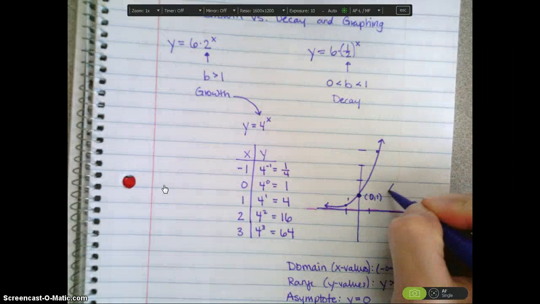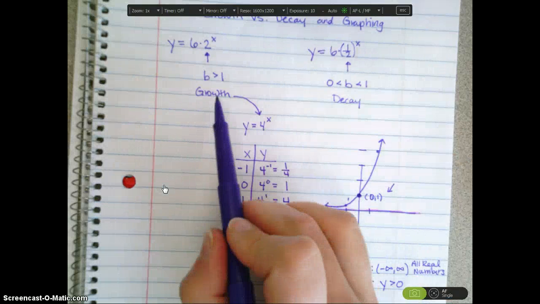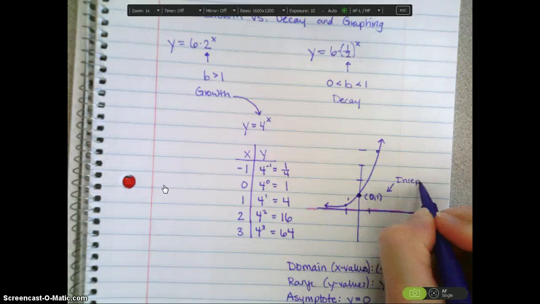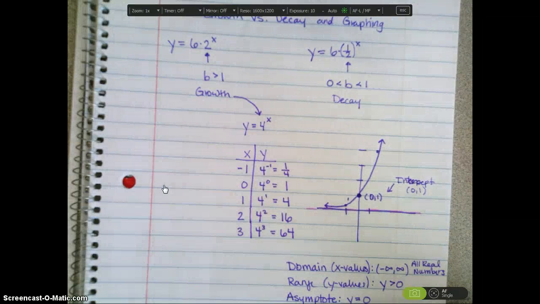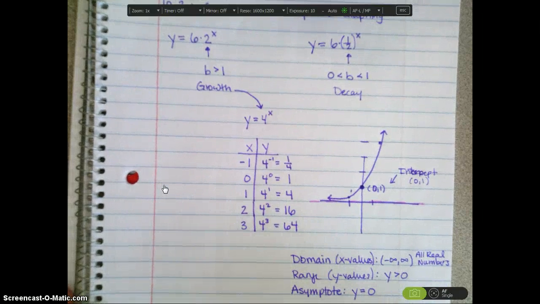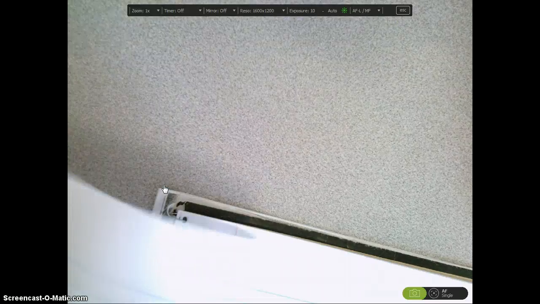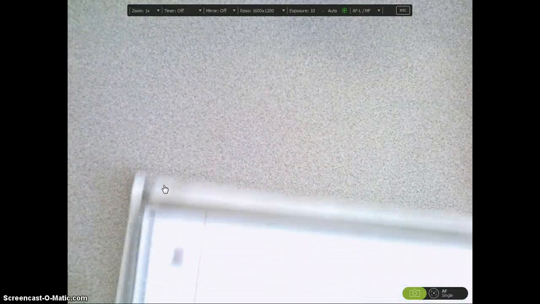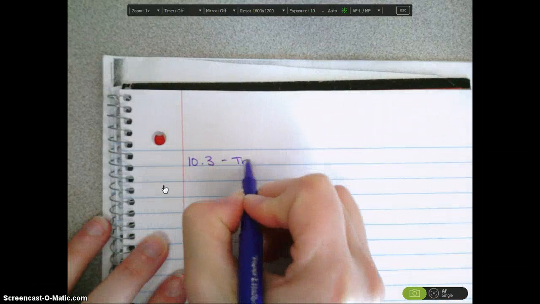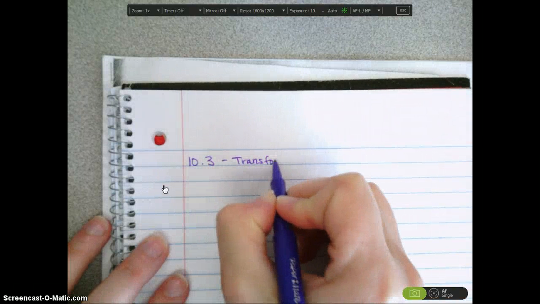Again, we talked about how every graph, whether it's growth or decay, has the intercept of (0, 1). And then we just continued to talk about their graphs. So that's what we did in section 10.2. The last section that we covered was section 10.3, and 10.3 was our transformations.